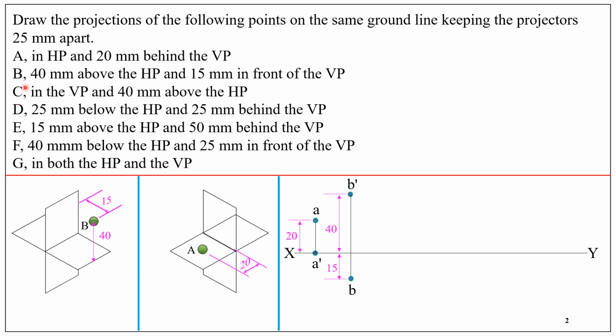Now, point C, it is in the VP and 40 above HP. This is the position in VP and 40 above HP. When the point is in the vertical plane, its top view will be on the XY line.